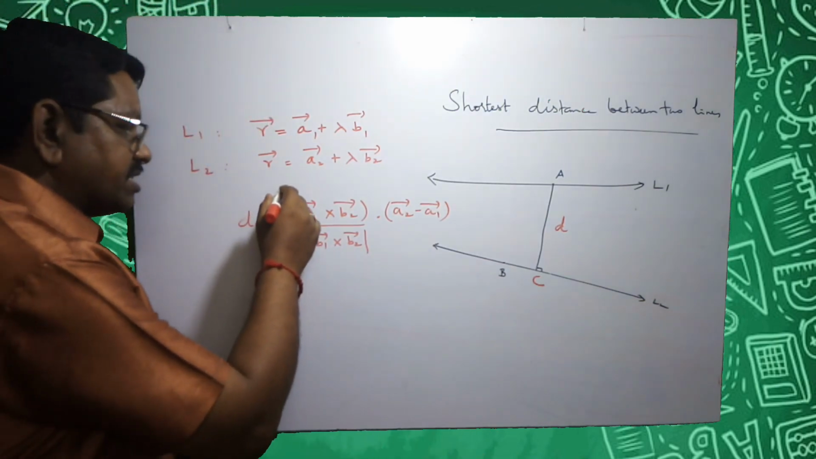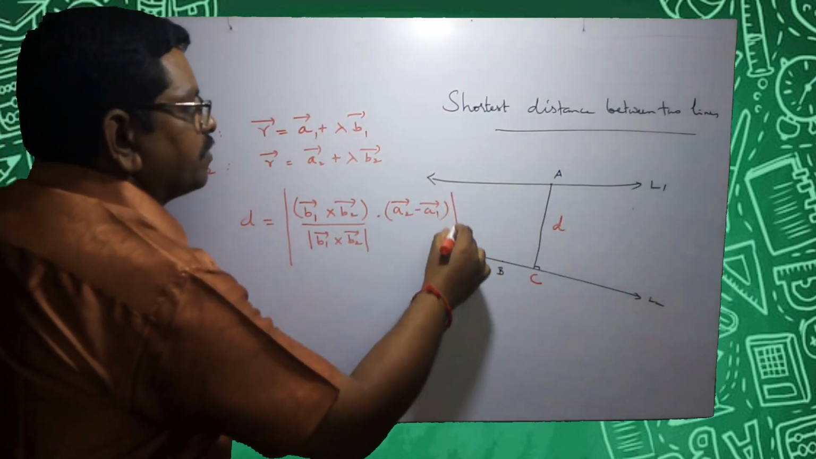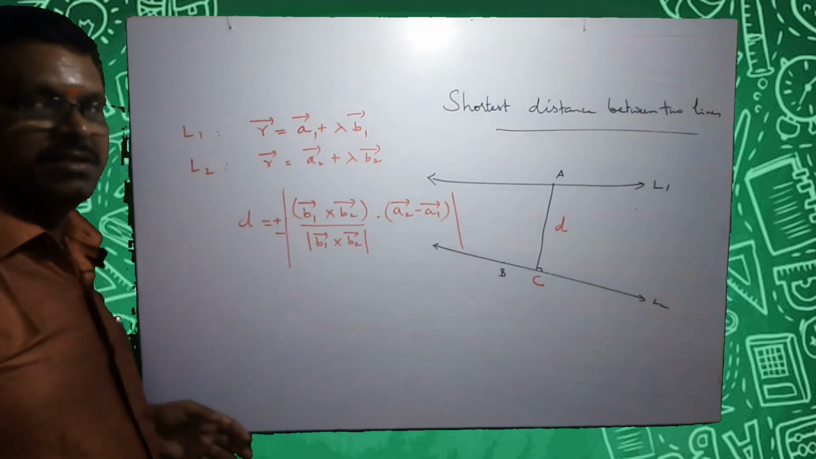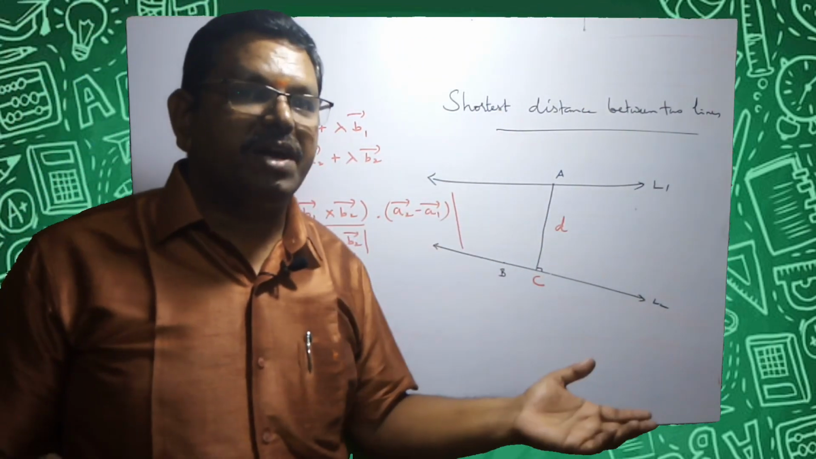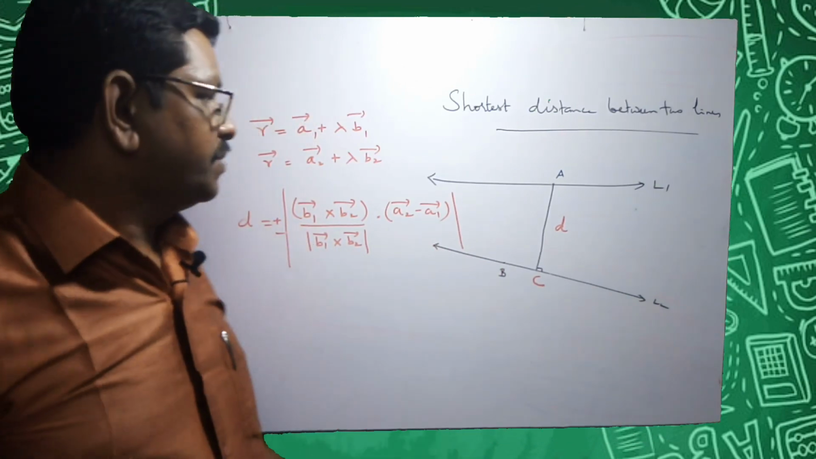Remember, this is the shortest distance. Distance is always positive, so take modulus. Always it is plus or minus. If we get the answer plus, no need of changing it. If it is minus, change it into positive. Always the distance is positive.